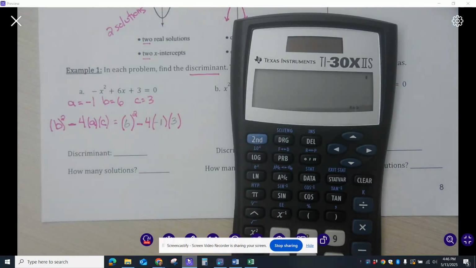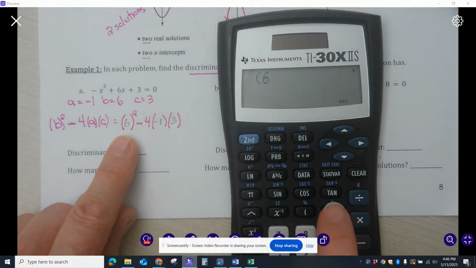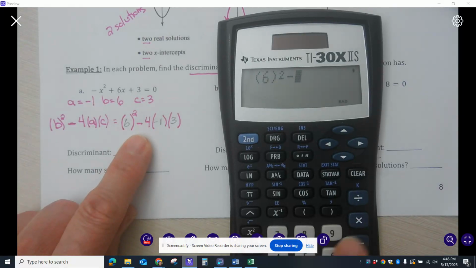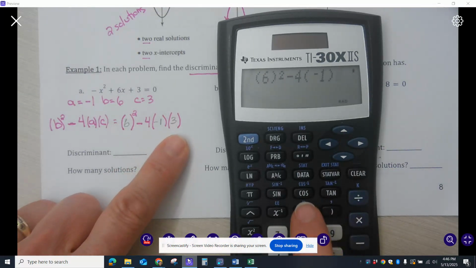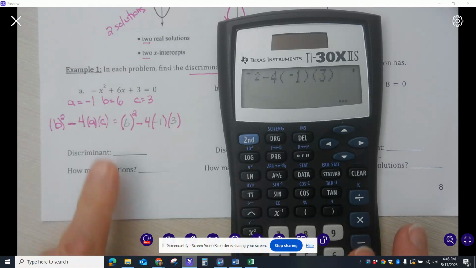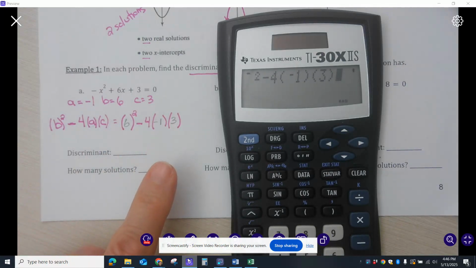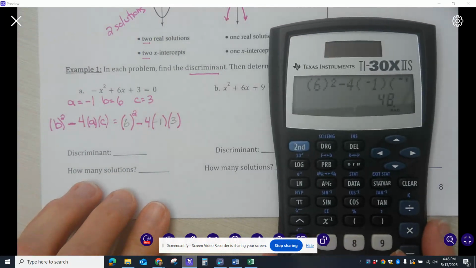So we're going to do parenthesis, 6 parenthesis squared, don't forget the parenthesis, minus 4, parenthesis, negative 1, parenthesis, parenthesis, 3 parentheses. So if you type it in exactly like you wrote it here with all the parentheses, you will get the correct answer. And when I hit enter, I get 48.